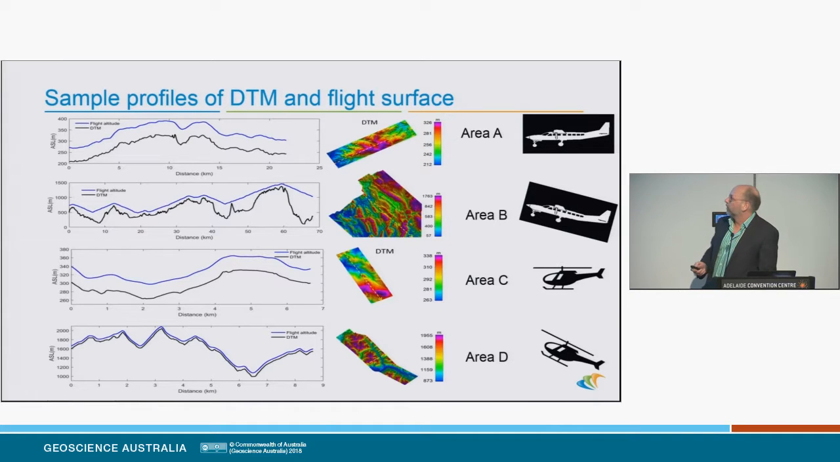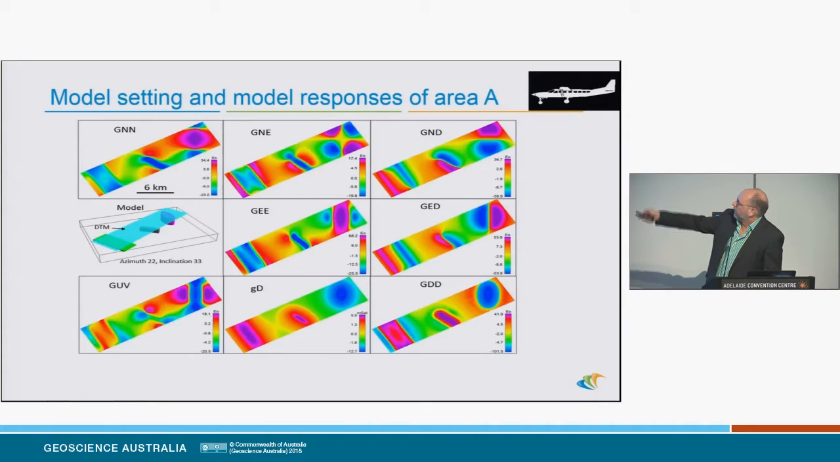Just to give you a little bit more of an idea, these show you the digital terrain models over those 4 survey areas, and this is profiles from a single flight line. The black is the digital terrain model, and the blue is the flight height from the actual survey. And you can see, this one is ranging from more than 1 kilometre, so is this one, whereas these gentle areas are more like a couple of 100 metres.